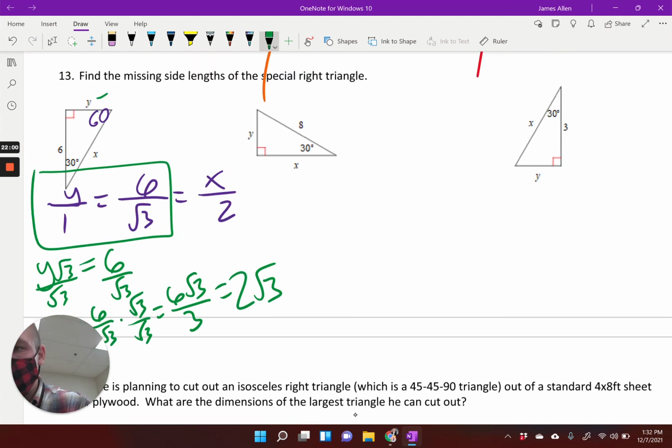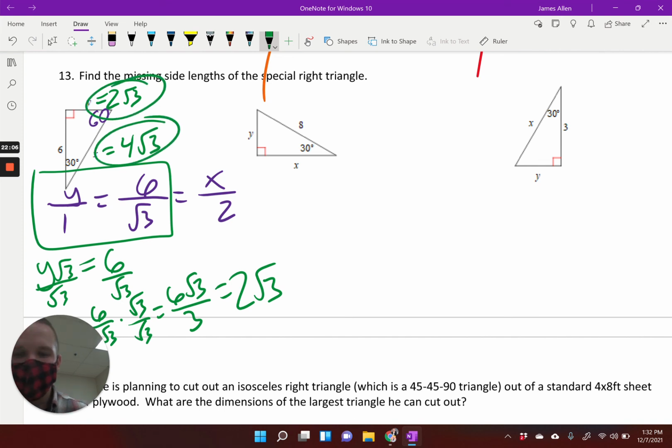Now, many of us may have noticed, hey, if this is 2 root 3, can I just double it to get this one? And absolutely you can. That is 4 root 3. Boom. We've already done a lot of rationalization. I'm going to stop it on that one. We'll do one more here.